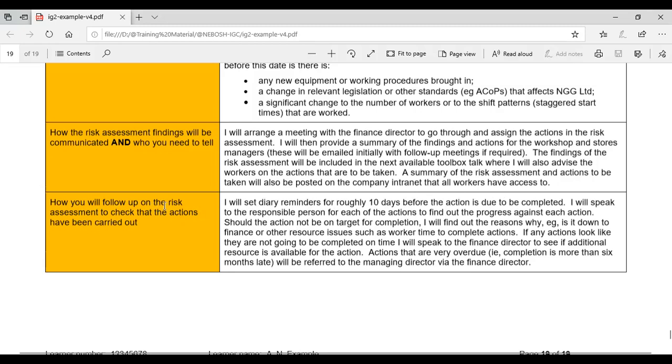How you will follow up on the risk assessment to check that the actions have been carried out. So you are giving justification like: I will set diary reminders for roughly 10 days before the action is due to be completed. I will speak to the responsible person for each of the actions to find out the progress against every action. Should the action not be on target for completion, I will find out.